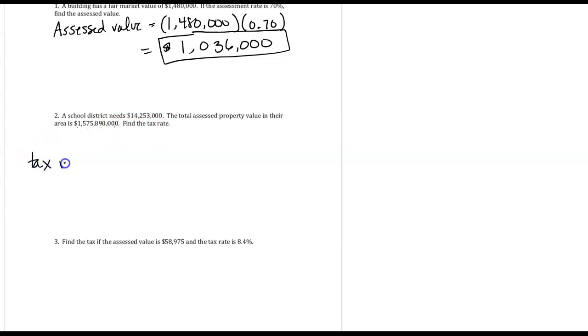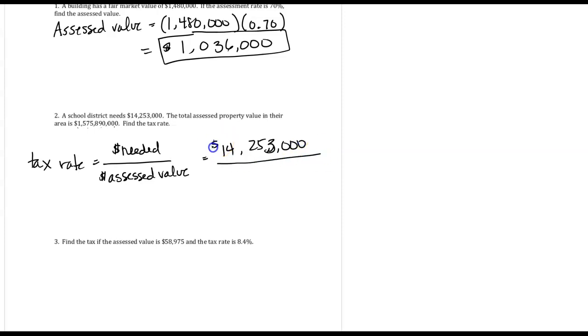So to find the tax rate, we're going to talk about the money needed over the money property in that area. So the assessed value in the area. We're going to take each of those values and create a fraction. I took the money needed, $14,250,000 as the numerator, and the $1,575,890,000 in the denominator.